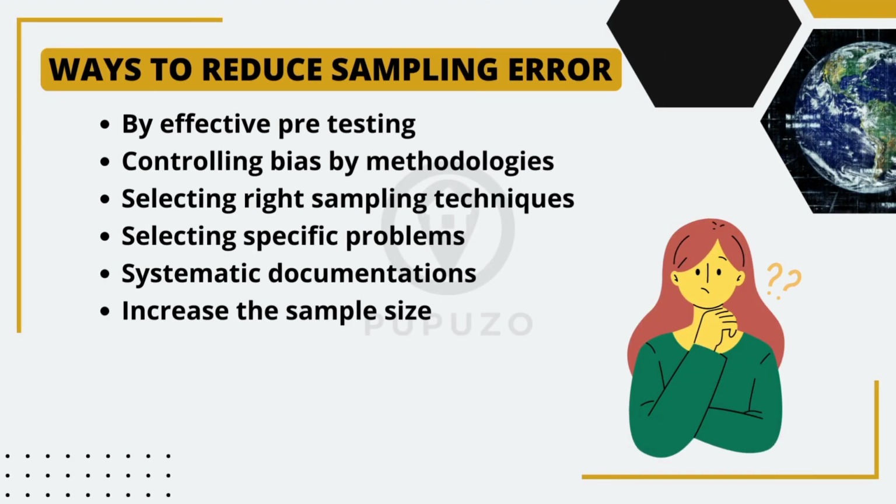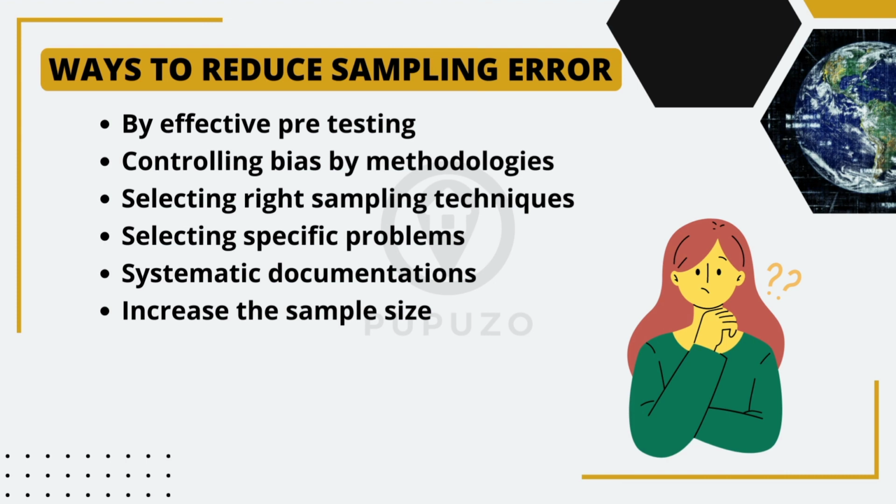To reduce sampling error and enhance the accuracy of your results, here are some strategies to consider. Effective pre-testing. Conducting thorough pre-tests can help identify and rectify potential issues before collecting the actual data. Controlling bias. Implement methodologies that minimize bias in the sampling process. Ensuring random selection and minimizing researcher influence can help. Selecting the right sampling techniques. Choose the sampling technique that best suits your research objectives and population characteristics.